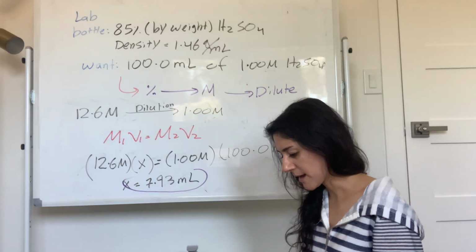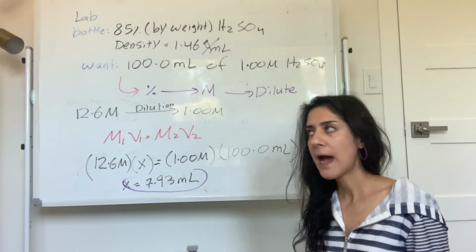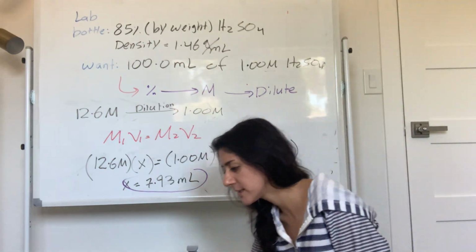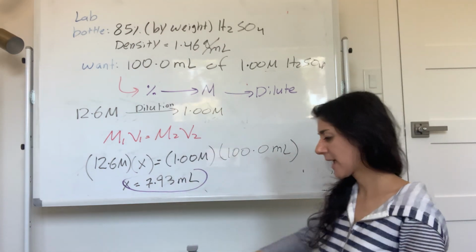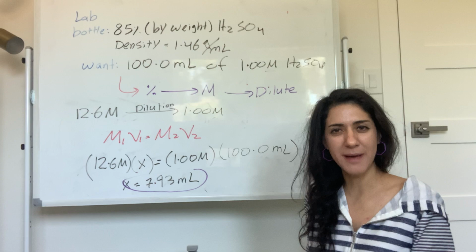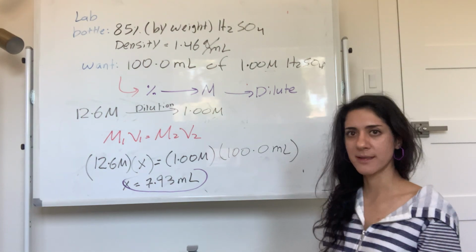So what does this number mean? How am I going to make this solution? How am I going to make my 100 ml solution of 1 molar sulfuric acid? How am I going to make this? That also matters in lab, right? Calculation is part of it, but how am I going to make this?